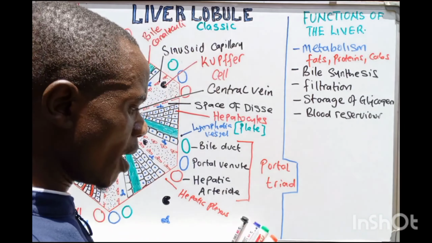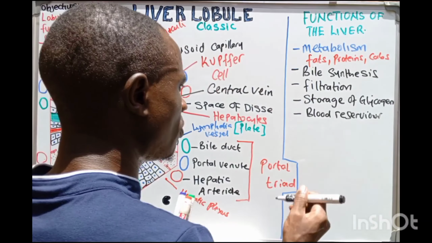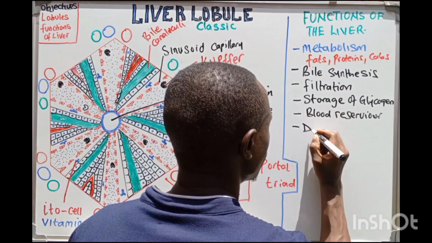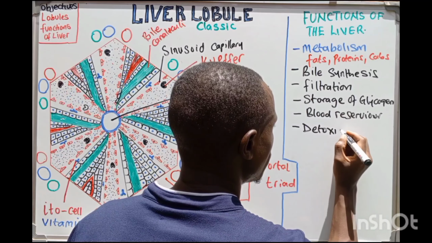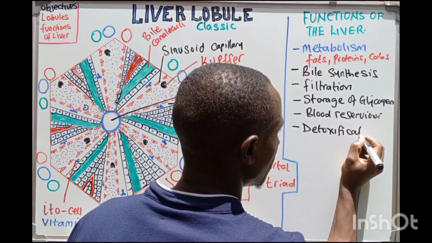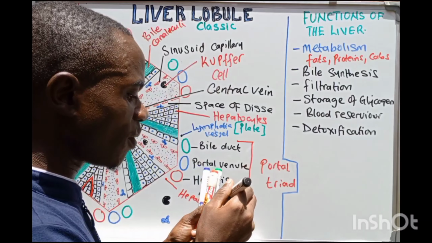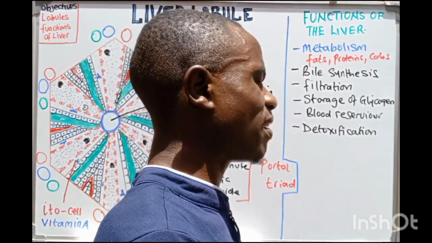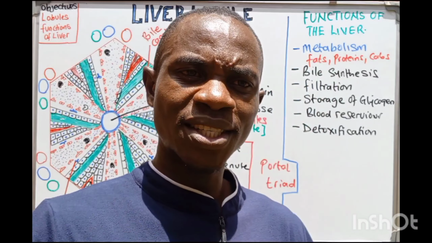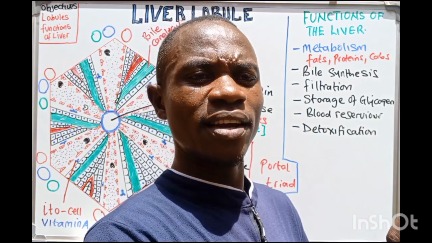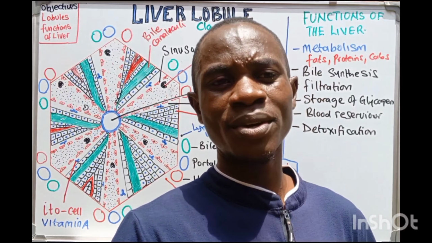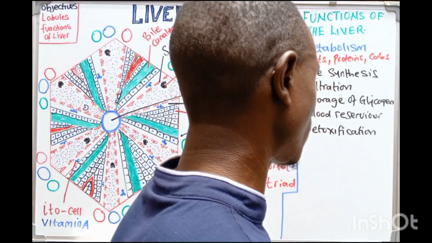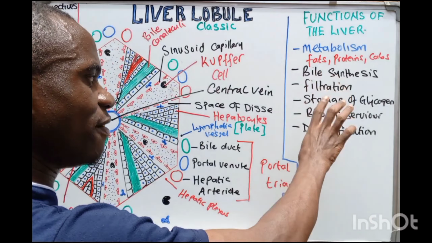Okay. Another function of the liver is going to be what we call detoxification. A lot of the toxins which come to the liver are going to be detoxified, such that the blood leaving the liver going into the general circulation is free from toxins. In that way, you see that the liver is playing a role of detoxification.